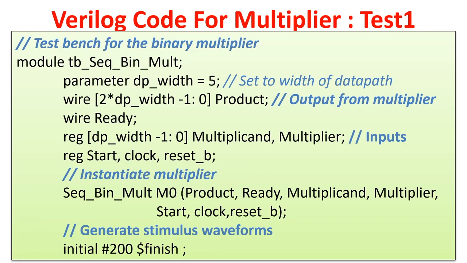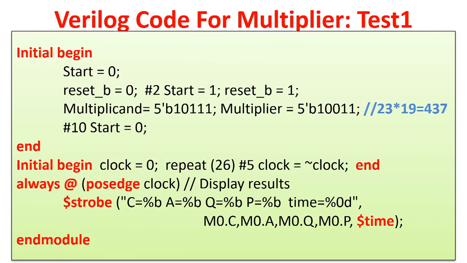And this is the test bench. For this test bench, we are setting the data path width to 5, and we have a product output, and a multiplicand and multiplier. In this case, we are instantiating the multiplier with product, ready, multiplicand and multiplier as inputs, and start. Initially we will generate a waveform for up to 200 time units. After 200 time units, it will finish.